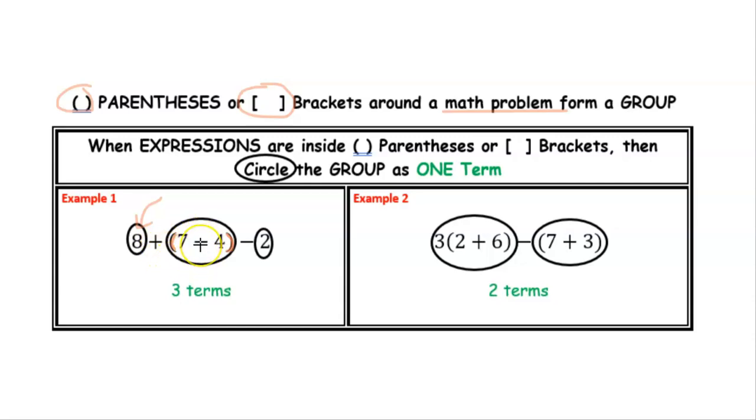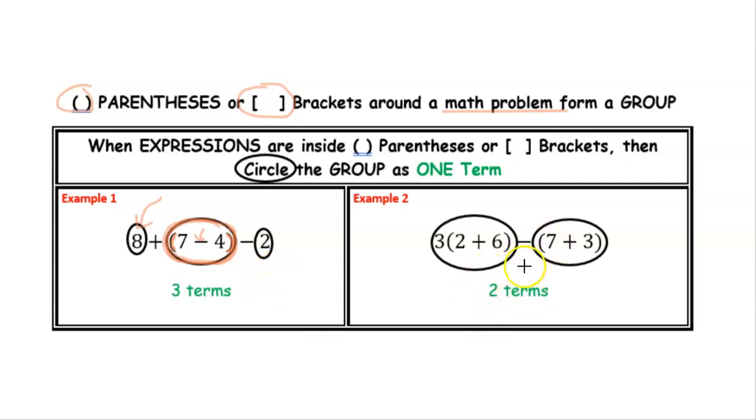Even though there's a minus sign in front of it, we're circling it. And then we have the minus 2, and that's one term. So there are 3 terms. The 8 is a term, the group 7 minus 4 is a term, and the 2 is a term. So there is a minus sign in here. So basically our term has terms within it. We call those nested. But when we want to identify our terms to take care of before we start our addition and subtraction, the parentheses lump this group as one term. So if you see a group, you circle the whole group as one term. That is very key to being successful on order of operations.